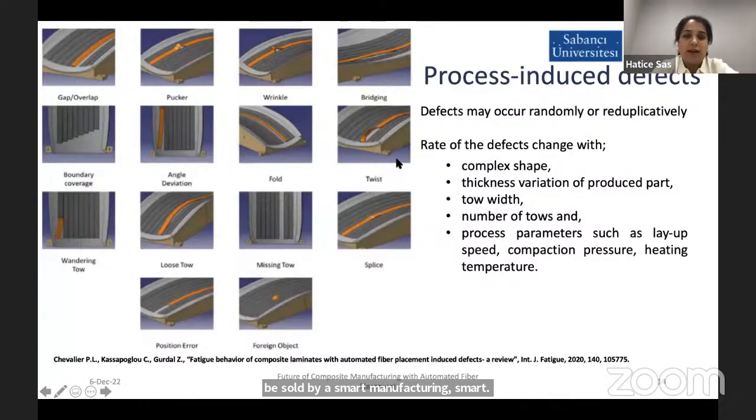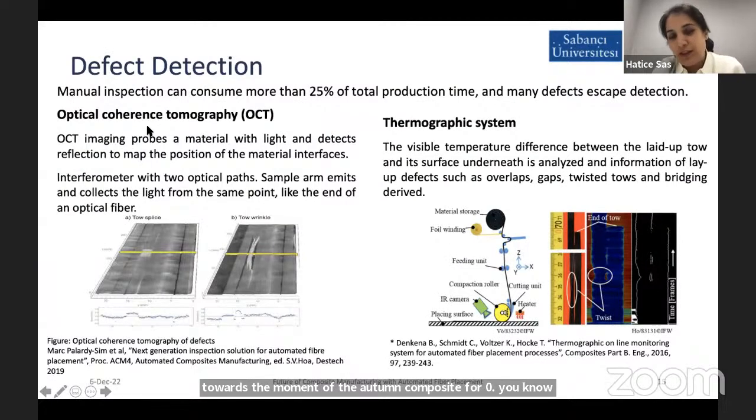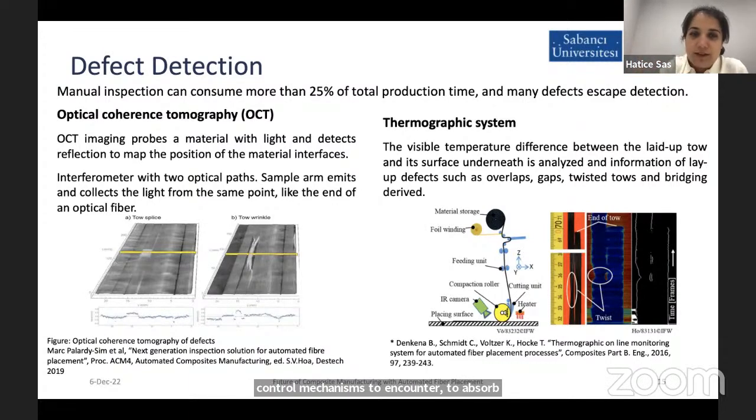Also with the AFP device, during the layup, there are inevitable defects: gaps, overlaps, puckers, wrinkles. So those things are also inevitable. And this is also one problem that needs to be solved towards the movement to Composite 4.0. In order to deal with this problem, people are generating both in situ and passive control mechanisms to observe those kinds of tow and tape defects. And the trend now is building artificial intelligence and machine learning approaches to solve the problem right after observing those kinds of defects.